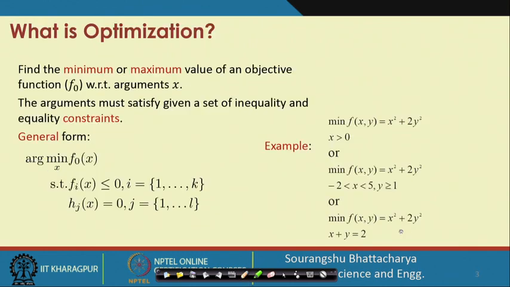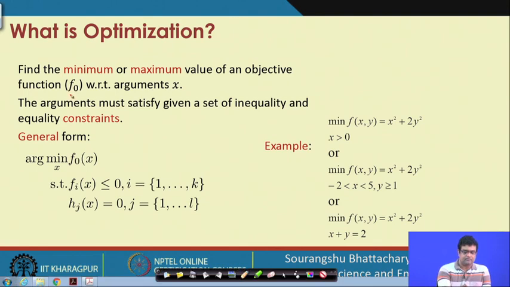So, what is optimization? Optimization is a field that deals with finding the minimum or the maximum value of an objective function, let us say f0, with respect to the arguments x. So, this is the objective function f0 of x, and we want to either maximize or minimize. In this particular case, we are trying to minimize the objective function with respect to the arguments x.